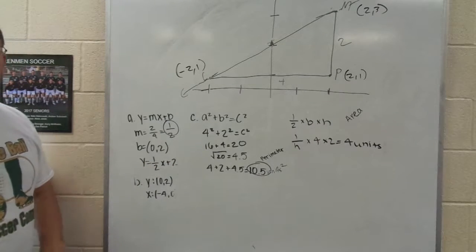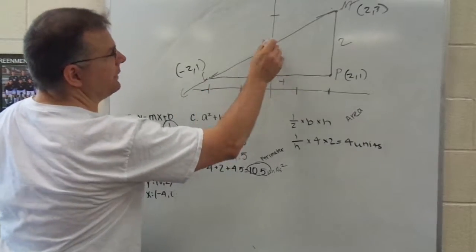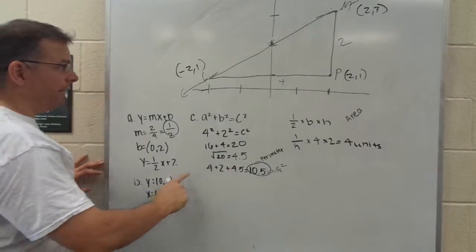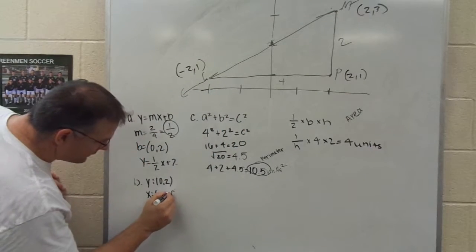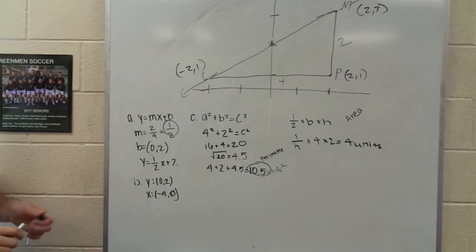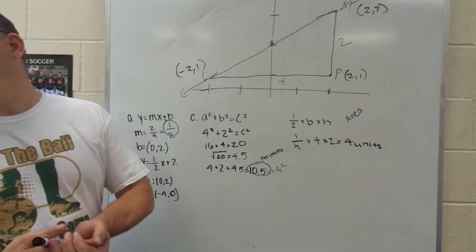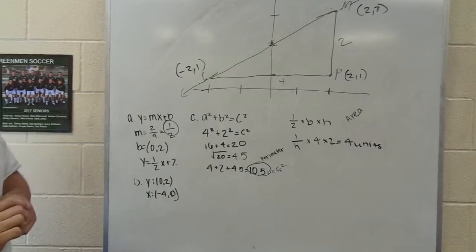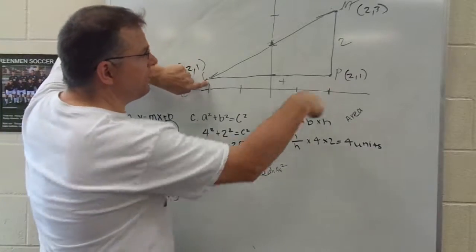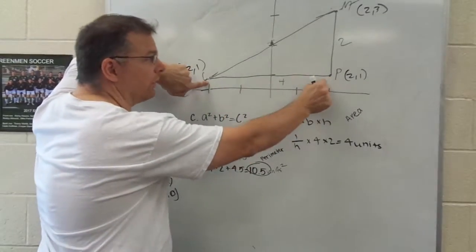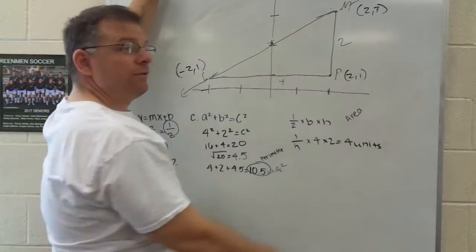The second question asks about the x-intercepts and the y-intercepts. The y-intercept crosses right there at (0, 2), and the x-intercept crosses over here someplace at (-4, 0). Now it starts to ask about the area and the perimeter of the triangle. And so we need to find the lengths of these sides. This goes from -2 to +2, so it has a length of 4. And it goes up from 1 to 3, so it has a height of 2.